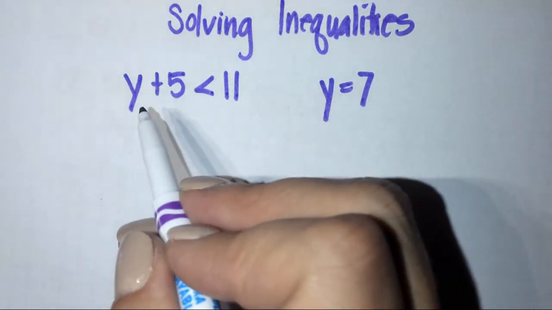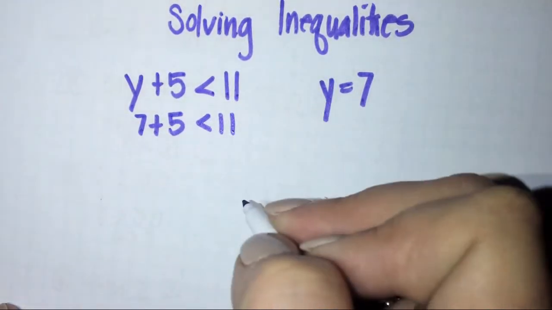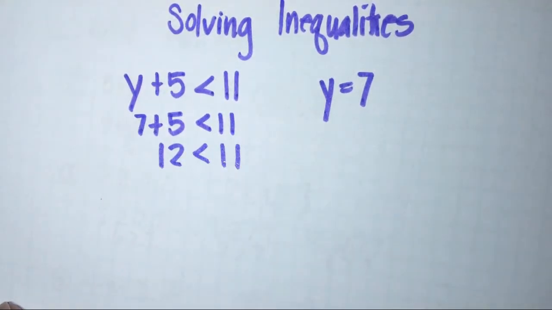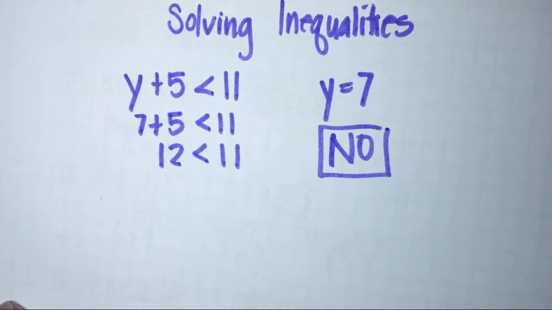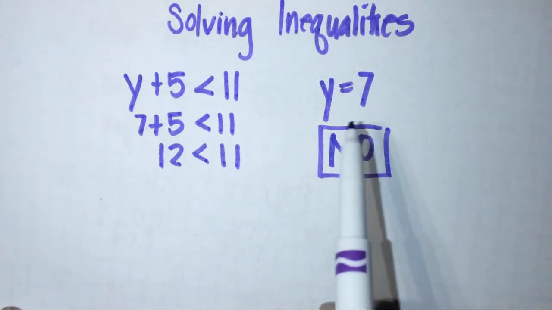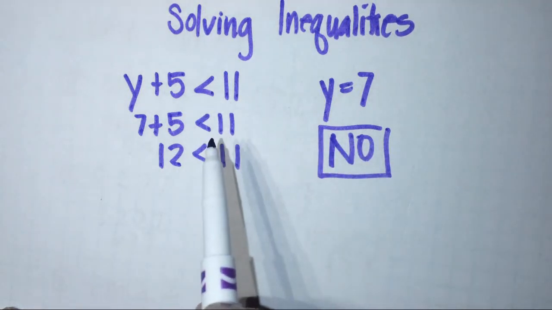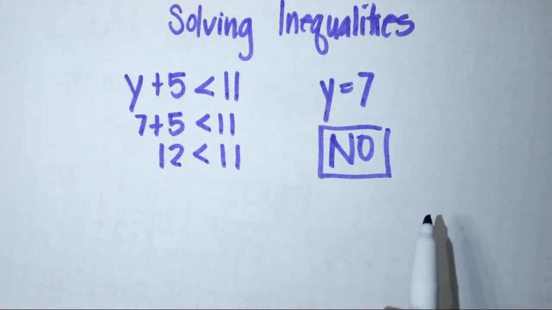Okay. So I'm going to make that y become a 7. So 7 plus 5 less than 11. What's 7 plus 5? 12. Is 12 less than 11? No. So can this be a solution? No. So your answer would be no. So you're determining if the solution will work for that inequality. You'll have situations where you're given one option and you have to tell yes or no. If this were a greater than sign and you had 12 is greater than 11, then you would say yes, it could be a solution.